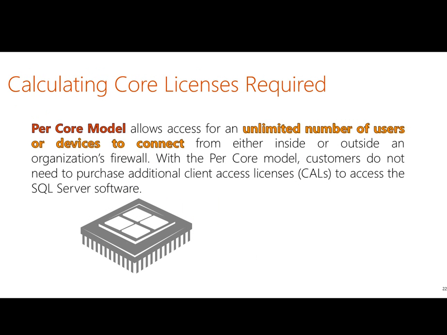So now we will talk about the core licensing. This is where you install the license in a physical server, but it's per core. The per core model allows access to a limited number of users or devices to connect to the SQL. You don't need to buy client access licenses. One per core license is equal to 2 cores. So if you have 1 processor with 4 cores, it means you need to buy 2 licenses in this example.